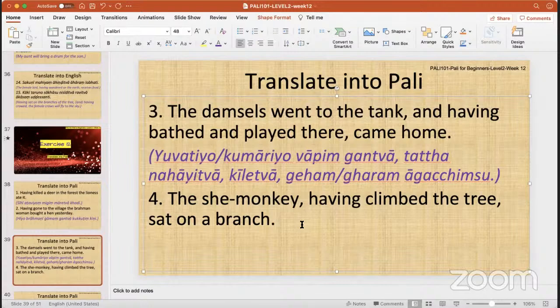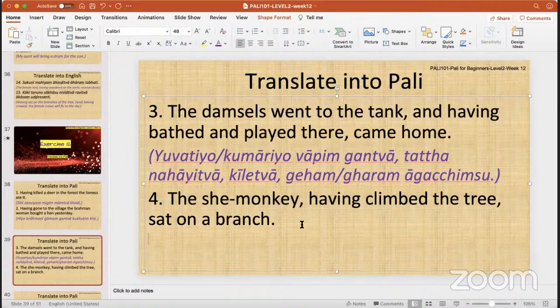All right, so the next, number 4: the she-monkey, having climbed the tree, sat on a branch. What is the final verb here? Nisidi, sat. Yes. The corresponding subject is the she-monkey. So we know it's pathama vibhatti ekavachana. The verb is pathama purisa, atitakala, ekavachana. And having climbed the tree, sat on a branch.